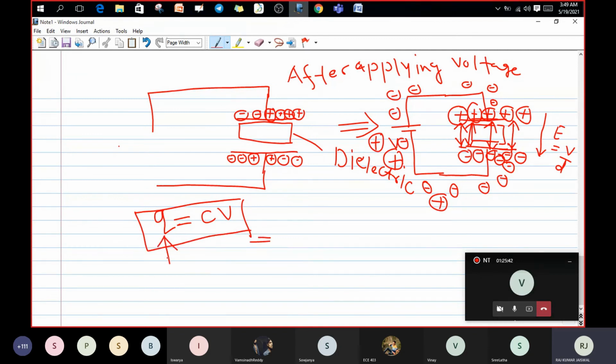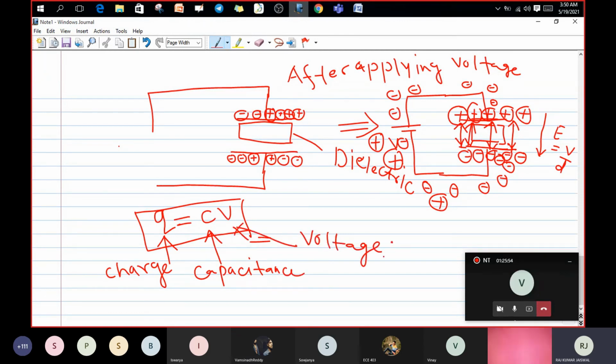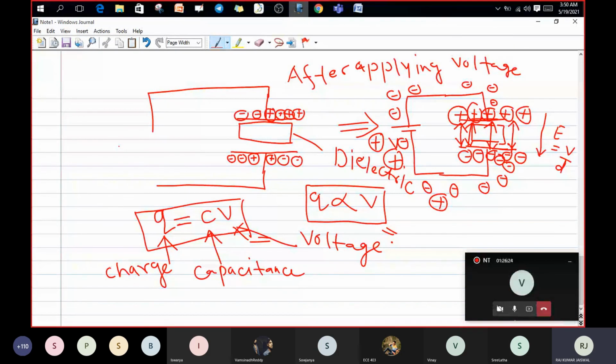Q equals CV. What is Q? Anyone? Charge. Very good. What is C? Capacitance. What is V? Voltage. Okay guys, the relation between charge and voltage is Q equals CV, and as we know, Q is directly proportional to V. Why? Can anyone justify? Why am I saying charge is directly proportional to voltage? Anyone from the class who understood my voltage, current and charge concepts, could explain why I am saying Q is proportional to V.